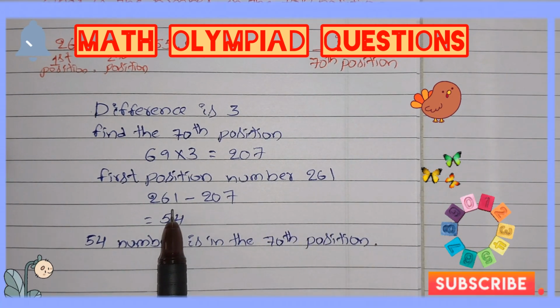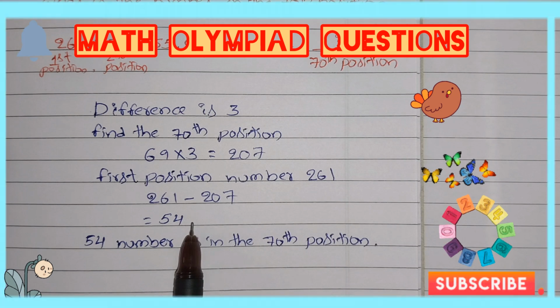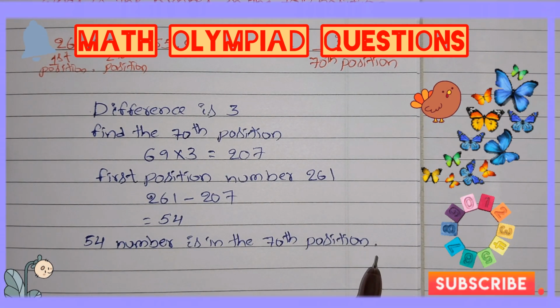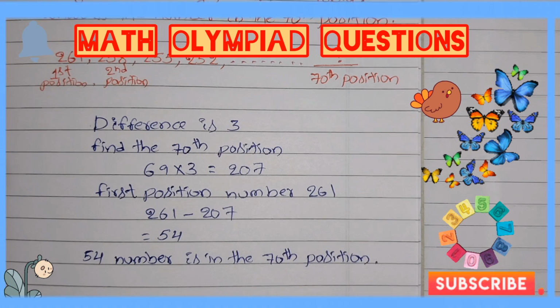First position number is 261. 261 minus 207 is 54. 54 is the number in the 70th position.